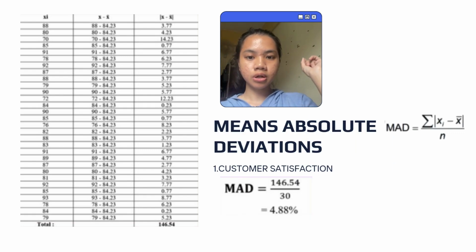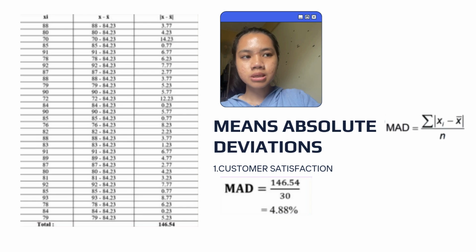Okay, next let's calculate the mean absolute deviation. Mean absolute deviation measures how much, on average, each data point differs from the mean of the data set. To find MAD, we need to find the mean, the average of the data. To find the mean, we sum up all the values and divide by the number of values.